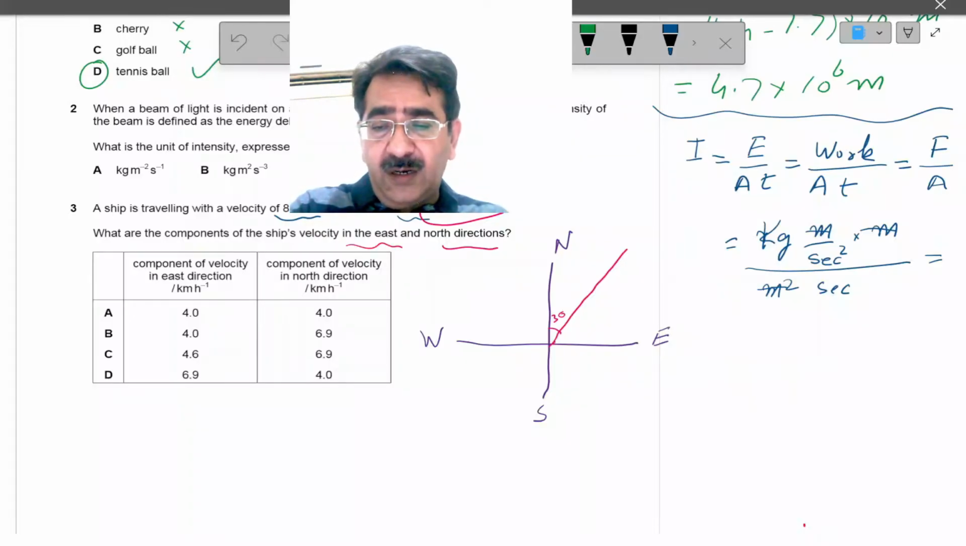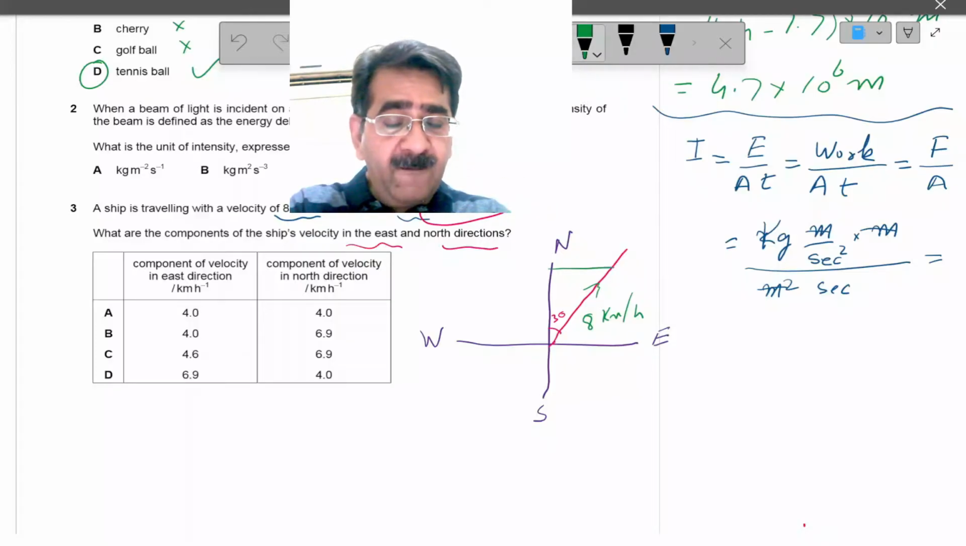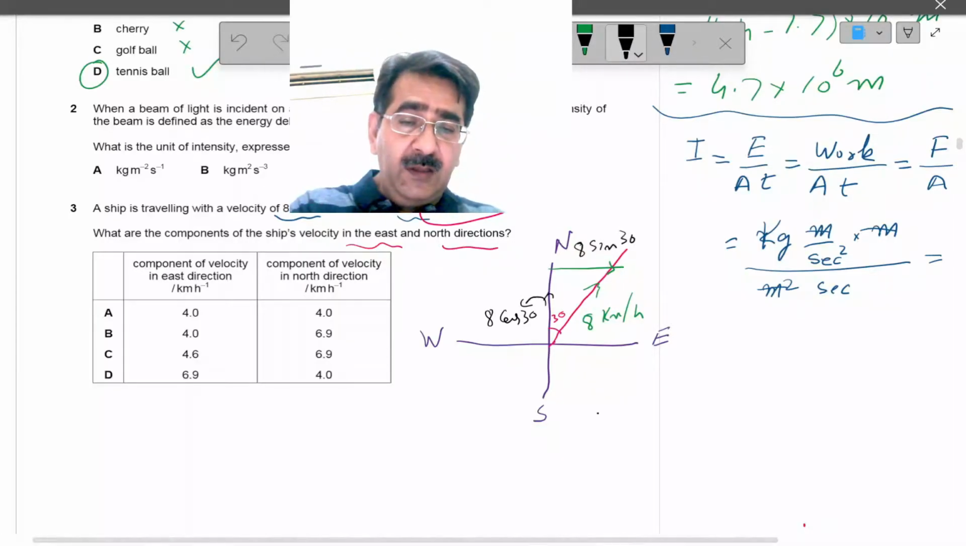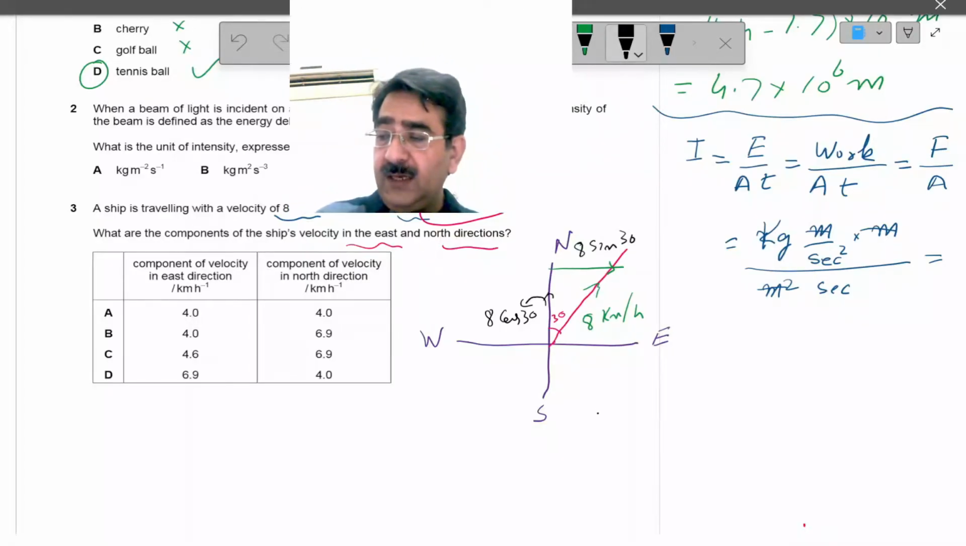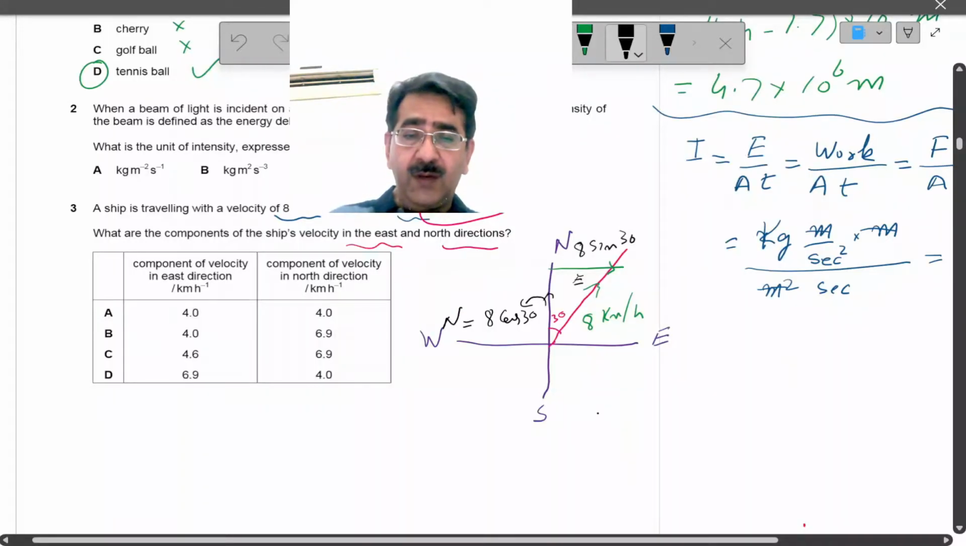The traveling velocity is 8 kilometer per hour. As we know, the side opposite the angle is represented by sine, so that will be 8 sine 30, and the side along the angle is represented by 8 cos 30. So 8 sine 30 is along the east, and 8 cos 30 is along the north.